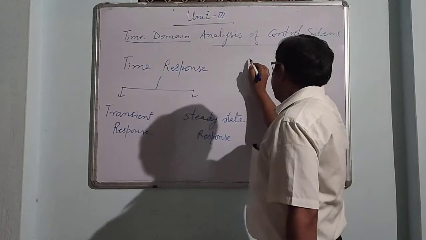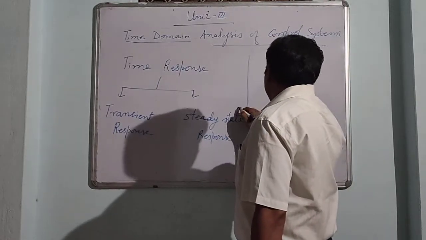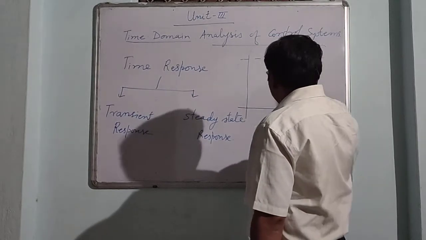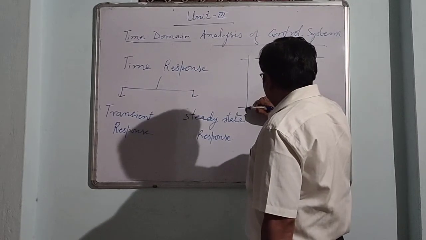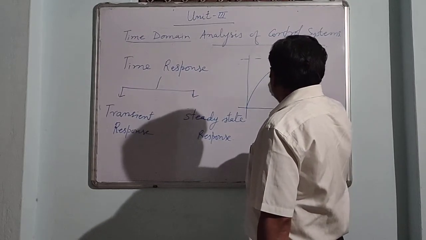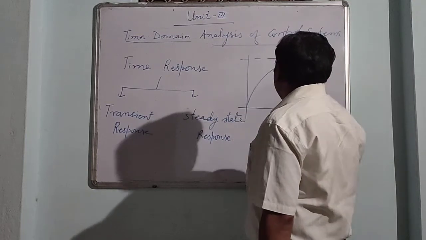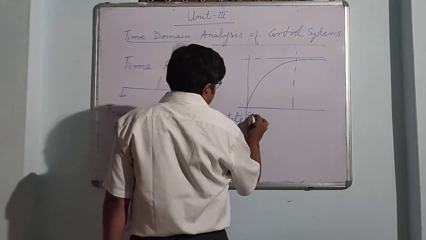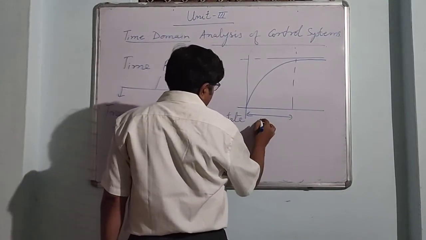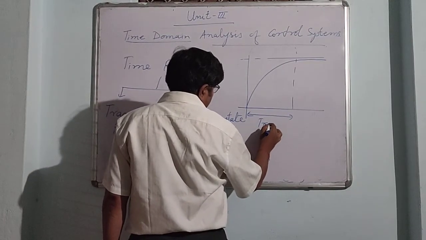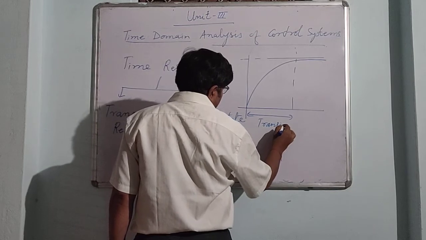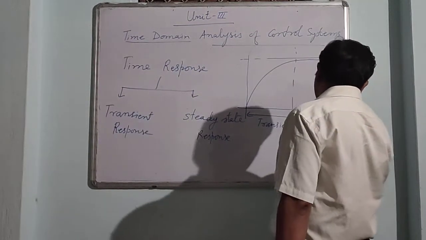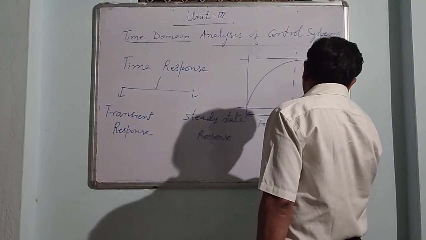We can see here, for any system when input is applied, this first part is called the transient and this second part is the steady state.